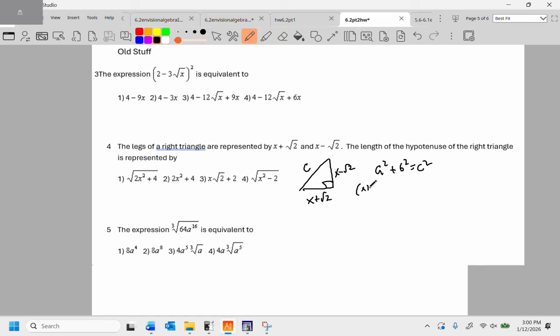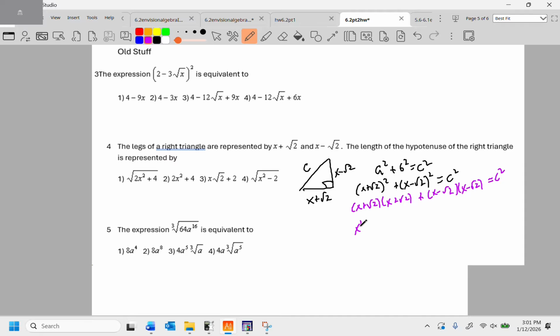One of these is x plus root 2. We're going to have to square it. The other one is x minus root 2. We're going to have to square it, and that's going to give me my hypotenuse. So we got some math to do. If we're going to square something, that means that we're going to write it twice. So x plus root 2 gets written twice. And then we got to write x minus root 2 twice. We haven't done this in a while in here, have we?